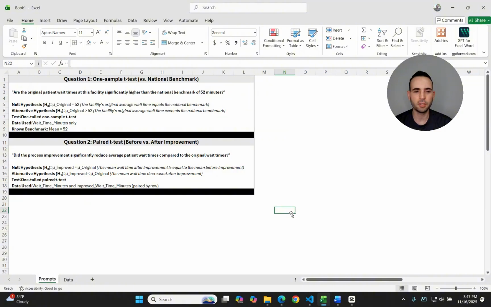The null hypothesis in this case is the status quo, meaning the mean of the improved is equal to the mean of the original. And the alternative hypothesis is the mean of the improved is less than the mean of the original, which means that wait times improved. We're looking to reject the null hypothesis in this case to prove statistically that the improvement that the project manager made actually helped reduce wait times.